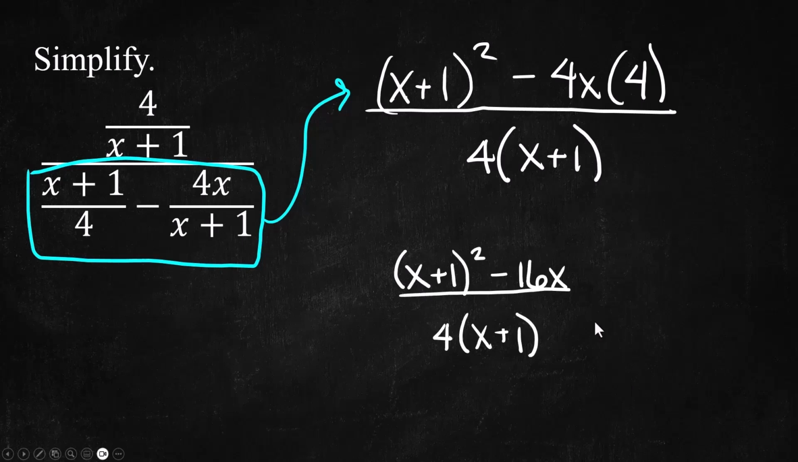Simplifying that. And I'm not going to multiply the x plus 1 squared because I still have my fingers crossed that I'll be able to do some canceling on this. Maybe not right now because the 16x doesn't have an x plus 1 factor.